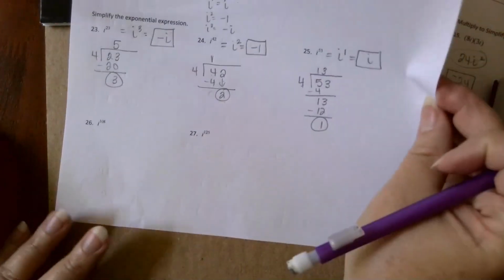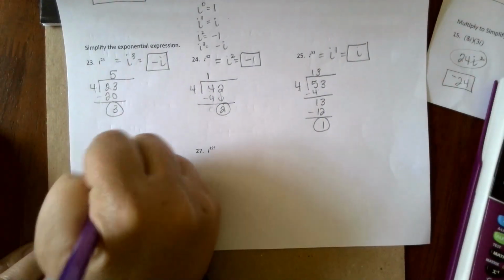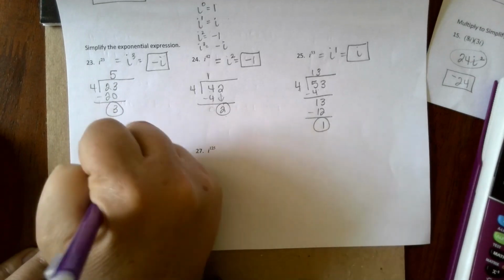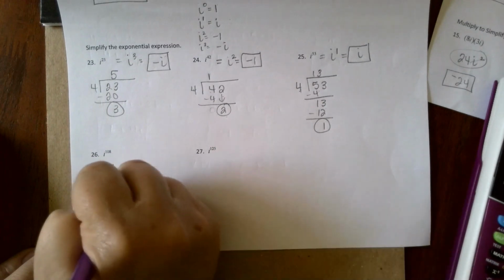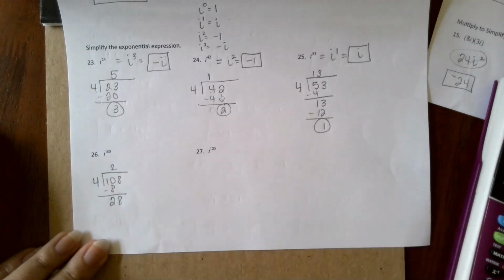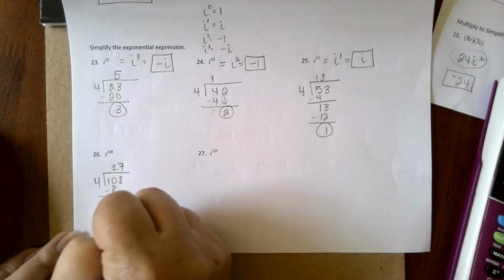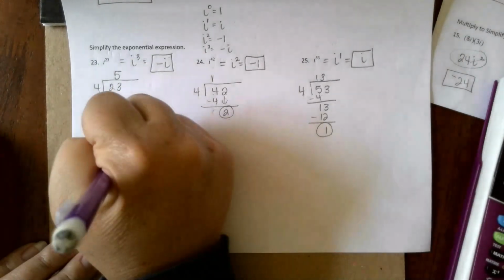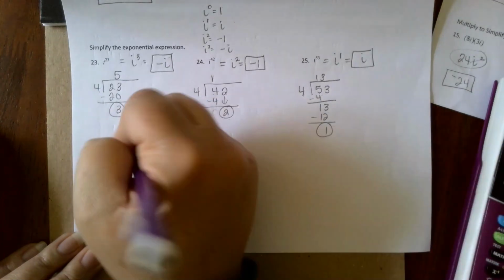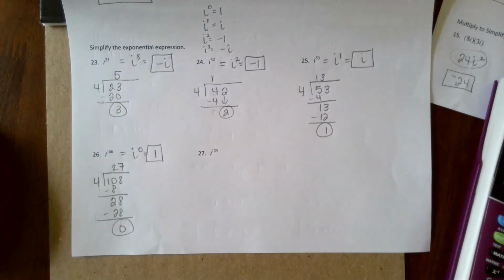All right, let's look at 108. So 4 goes into 108. Well, 4 goes into 10 2 times, because 4 times 2 is 8. So that's a 2, pull down your 8. 4 goes into 28 7 times. 4 times 7 is 28. That means our remainder is 0. So that means i to the 108 is the same as i to the 0. So our answer is just 1.